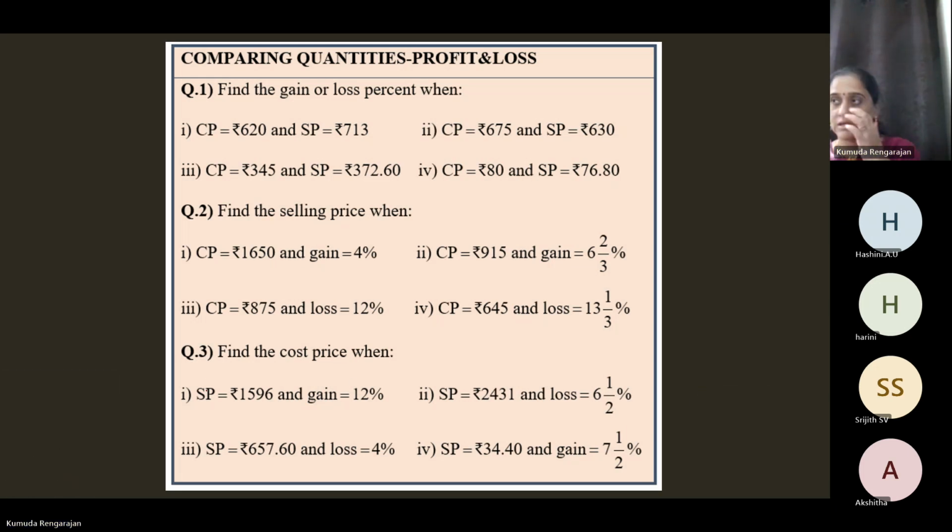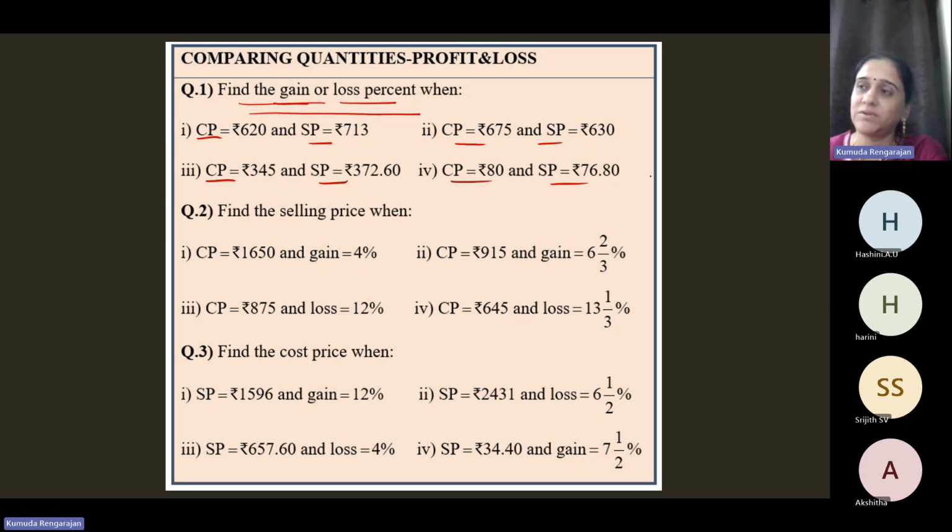Okay, so see the questions. Find gain or loss percent. Under this heading, we have 4 sub questions. Find gain or loss percent when CP and SP is given to you. Okay, let's see how to answer this heading.